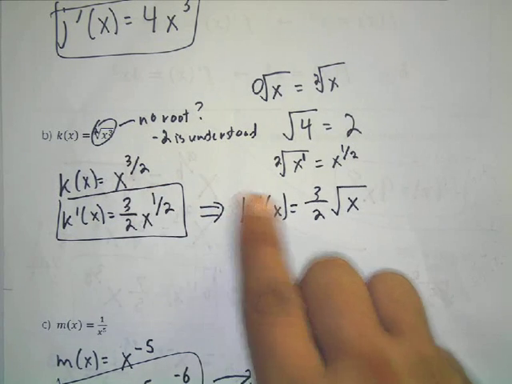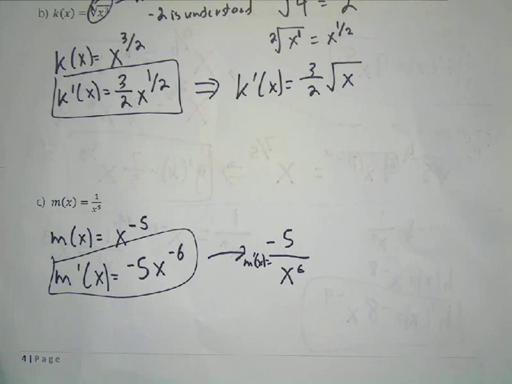And then for C, again you have that negative exponent, so you want to make this 1 over x to the 5th, or x to the negative 5th. Pull that negative 5 to the front, you get x to the negative 6. You can always put the x in the denominator too, like that.